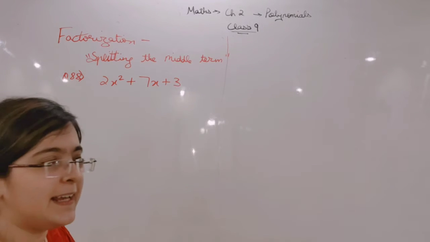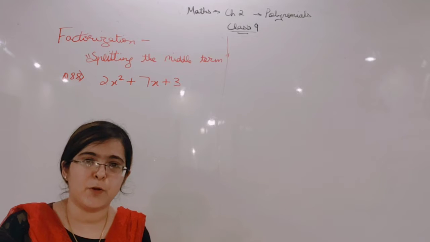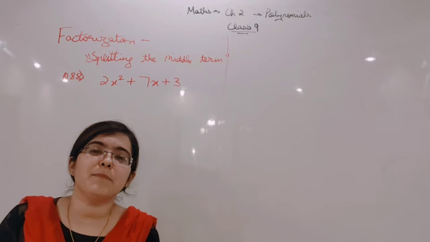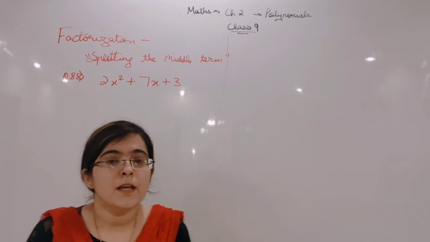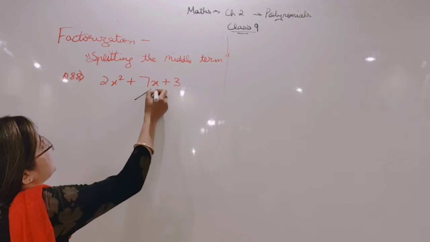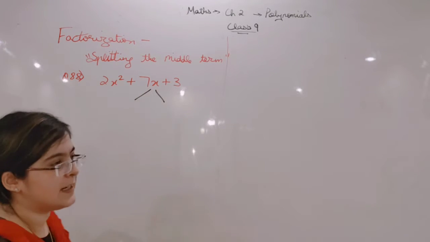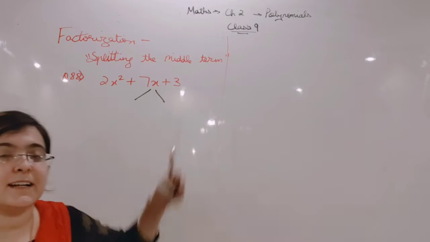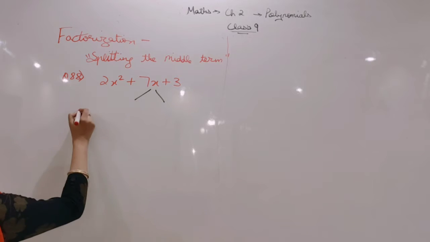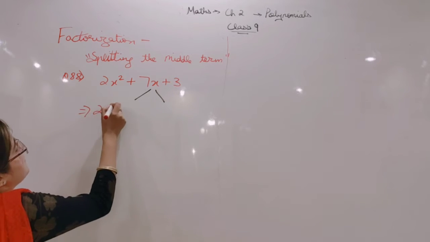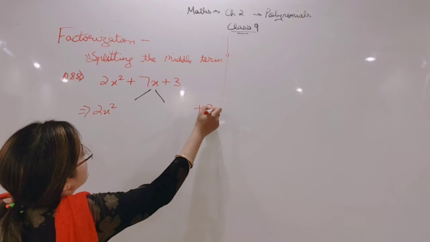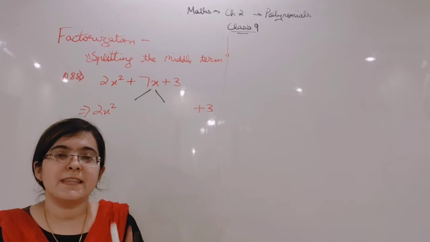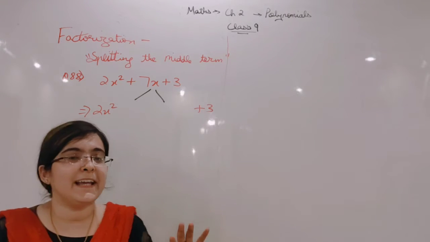Students, don't write anything, just see what I am doing. What does splitting the middle term mean? It means you have to split the middle term, and the first and third terms will remain the same. So we will keep the first and the third term the same. Now how will we split the middle term? See, I am explaining, don't write anything.